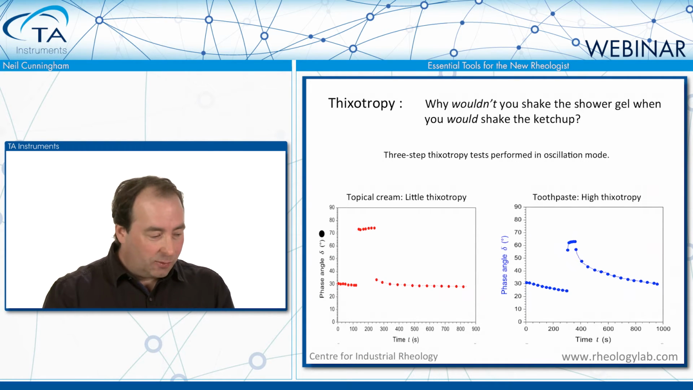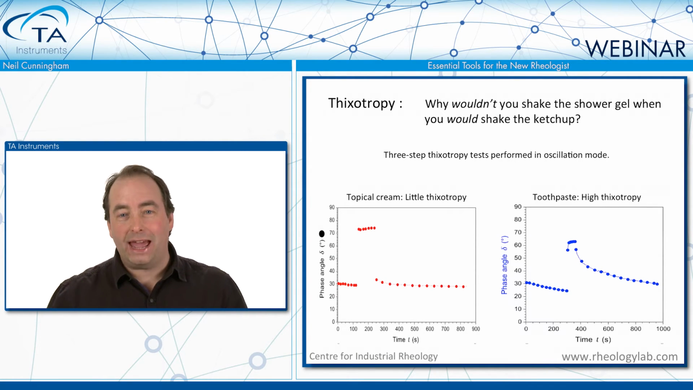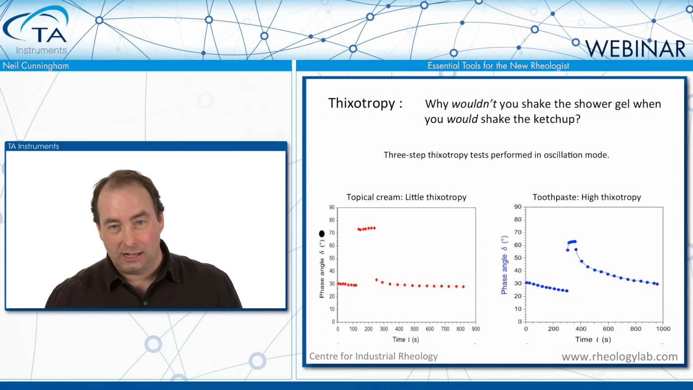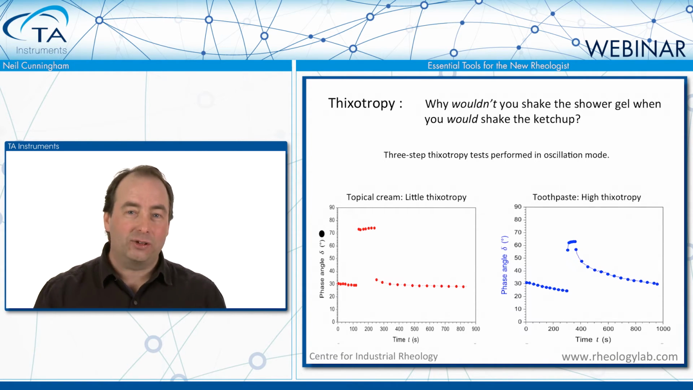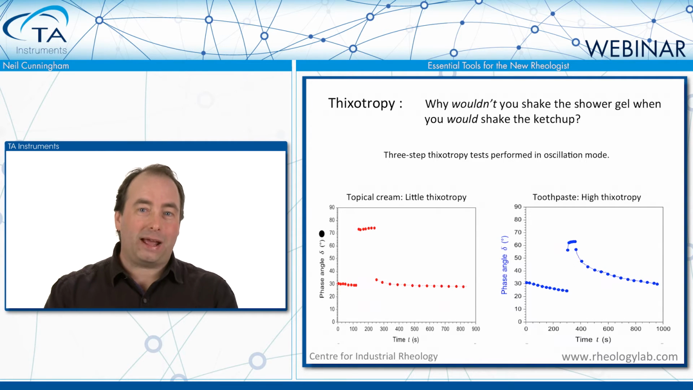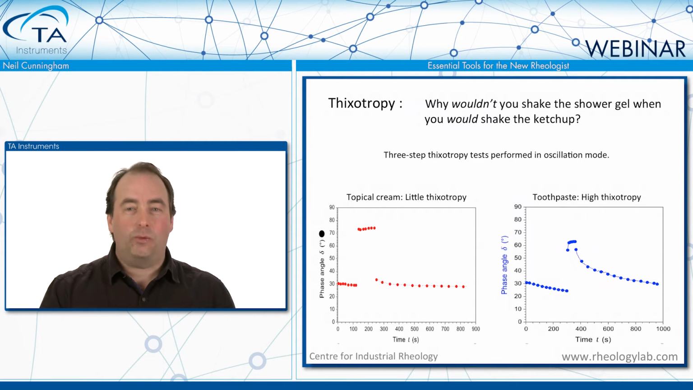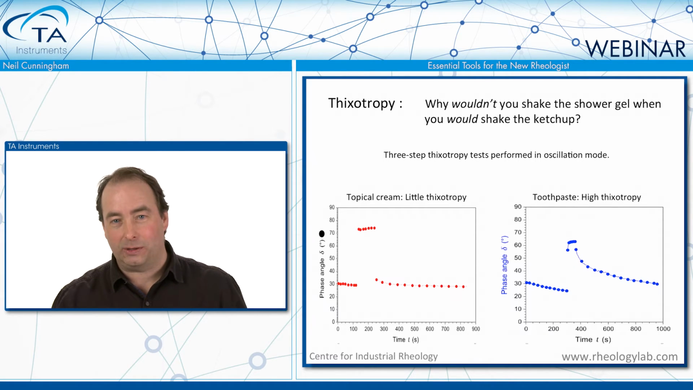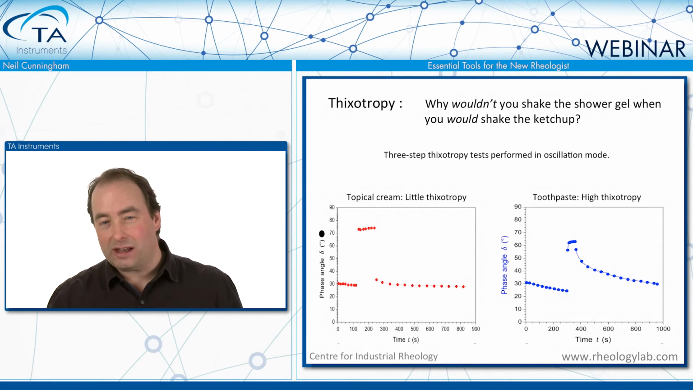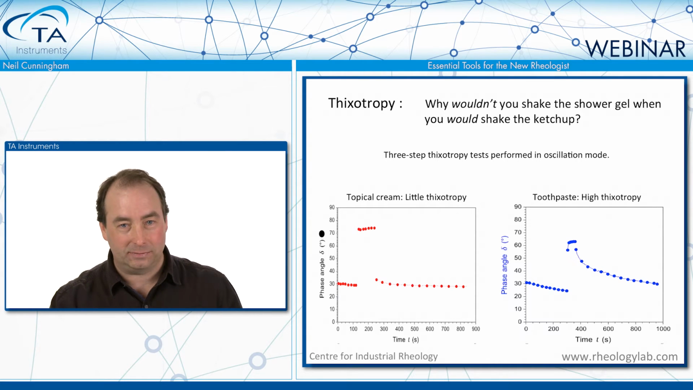So a really good example to think about this is back in the time when ketchup was sold in glass bottles, and you had two strategies for getting the ketchup out of the bottle. You could either take the lid off, tip it up, and give the back of the bottle, the base of the bottle, a whack. And what you're doing there is you're applying enough stress to overcome the yield stress of the ketchup, and then you would get a slug of fairly structured ketchup coming out onto the plate.